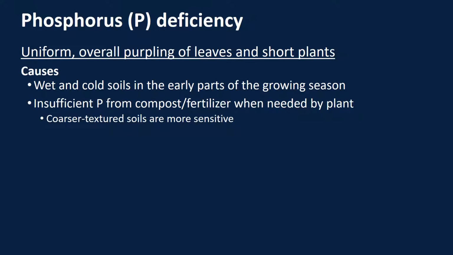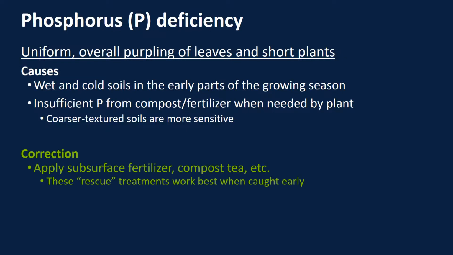Another thing, of course, as always, if we don't apply enough phosphorus for the plant to grow well through compost or fertilizer, then we're going to see deficiency symptoms of phosphorus. And this is more sensitive in coarse textured soils than fine textured soils. So in order to correct this, we want to apply a subsurface fertilizer, a compost tea, or something similar to that nature. And these a lot of times are called rescue treatments. We're hoping for the best, hoping they work, and they can work if they're caught early enough, but they're not as easily treated as something such as nitrogen.